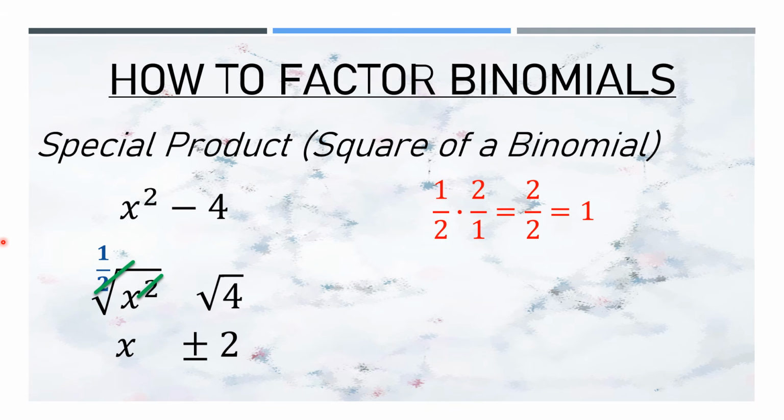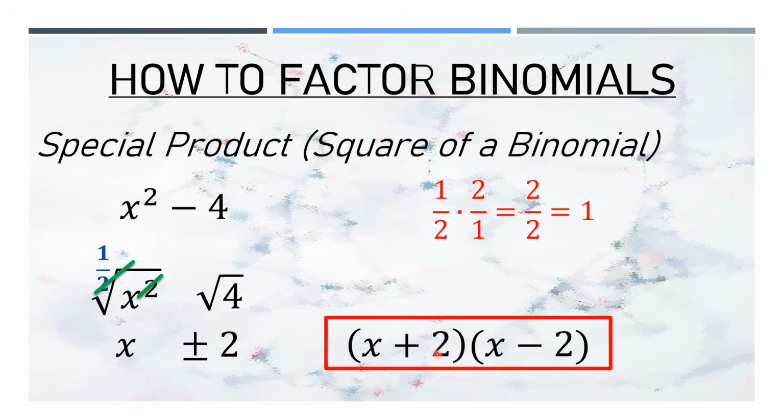So, what are the factors or how to factor x squared minus 4? So, ito, i-divide lang natin, hahatiin lang natin sa dalawa. So, x plus or positive or negative 2 will be x plus 2 and x minus 2. And that is the factors of x squared minus 4.